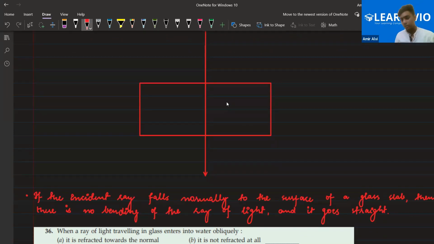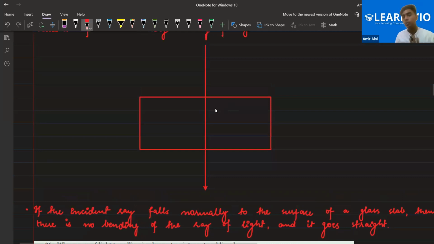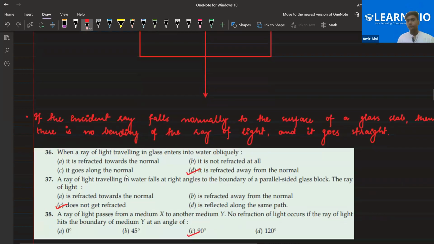It's not restricted to a glass slab. It's for any material. If the light ray is falling perpendicular, there will be no refraction at all in that case. Clear, kids? Do you have any doubt? Anybody? Sure?